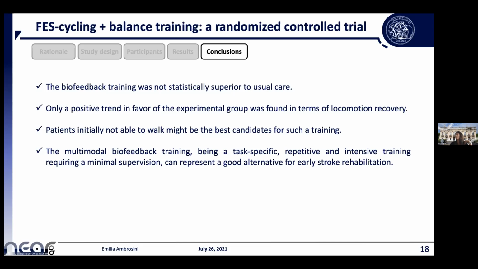So when I was speaking with the clinicians about the results, they were even surprised that less impaired people, the ones who were already initially able to walk, achieved similar improvements in the experimental group with respect to the ones who actually practiced gait training. So it was a kind of positive surprise, even if we did not find an additional improvement.